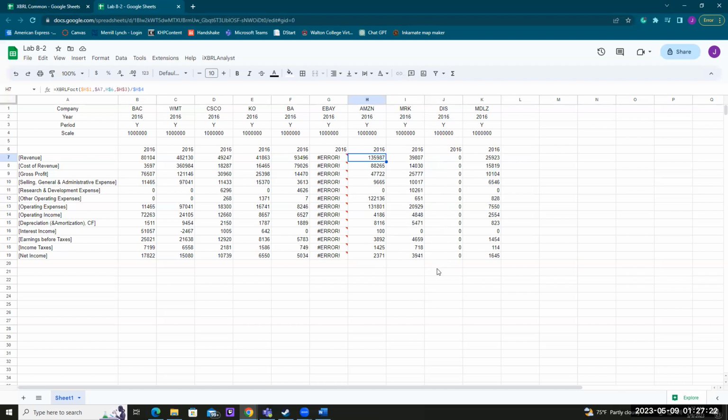And then DIS, so it looks like we're pulling zeros from here. Disney, that's what DIS is. Looks like we're pulling zeros. So maybe Disney doesn't have their information up on here, or something might have happened with the book and the XBRL information. And then MDLZ right here, this 25,923 matches up, and the 1645 matches up.